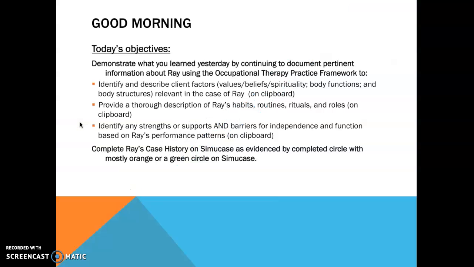The first thing that we'll do today is talk about our objectives. You're going to continue what you did yesterday, learning how to document pertinent information about Ray using the occupational therapy practice framework. We want to make sure that you are able to identify and describe the relevant factors related to Ray, be able to describe his habits, routines, rituals, and roles, identify any strengths or supports and barriers that he might have for independence and function, because this is going to be important later on when you're looking at what assessments you're going to do and also when you're planning your interventions.